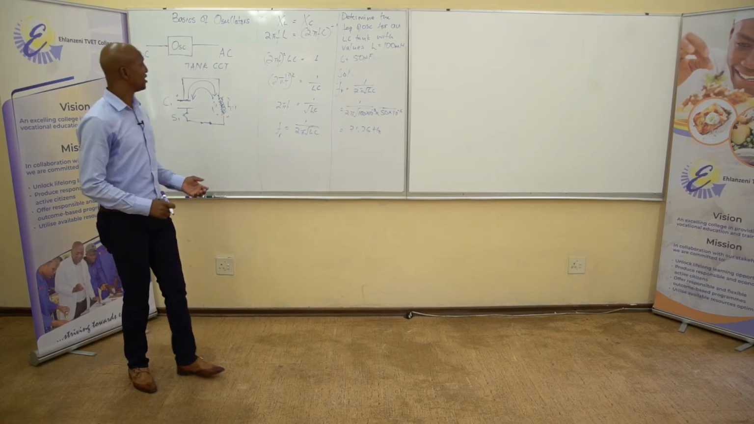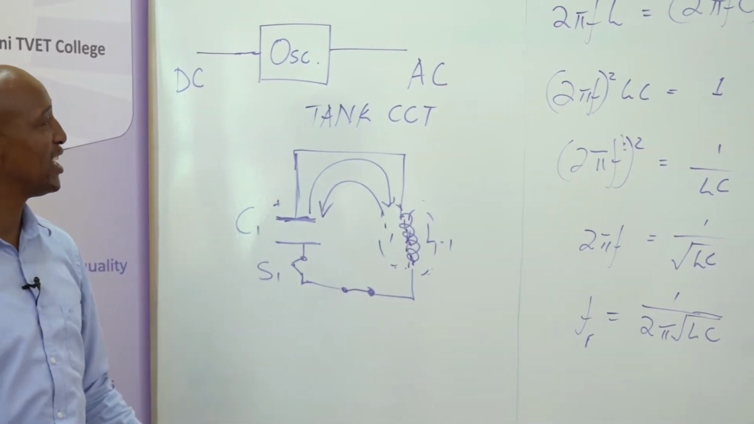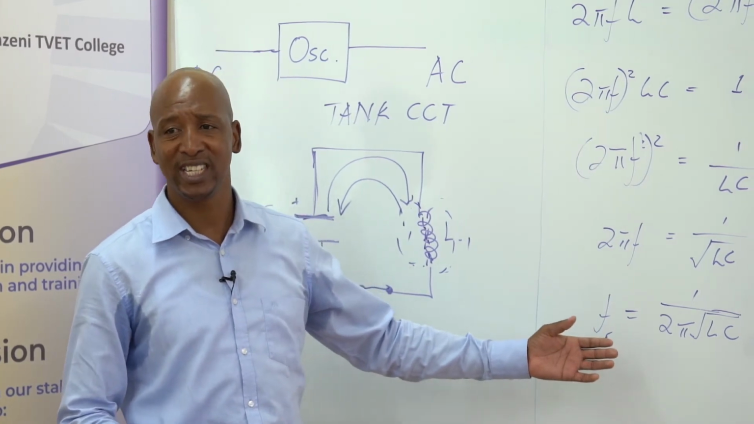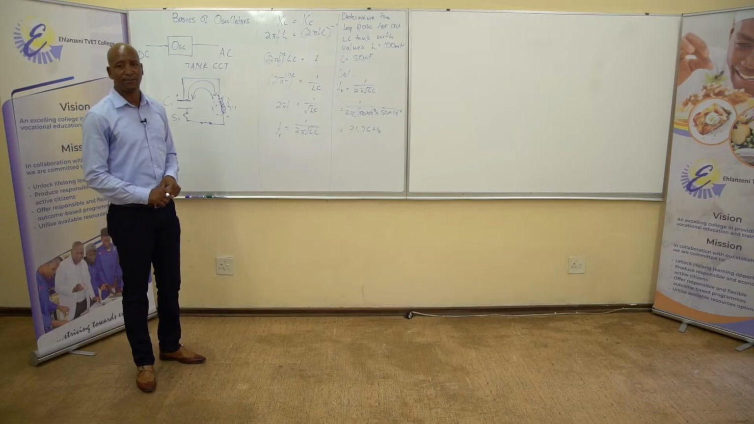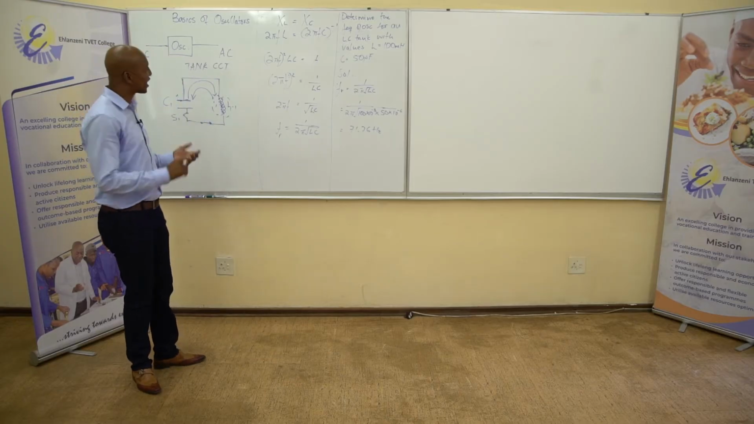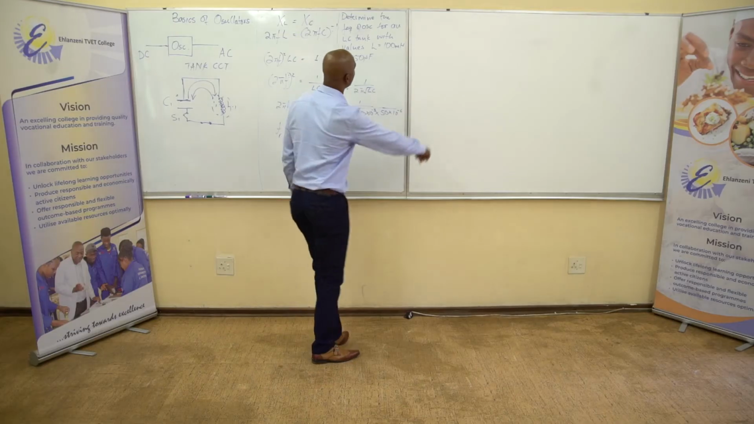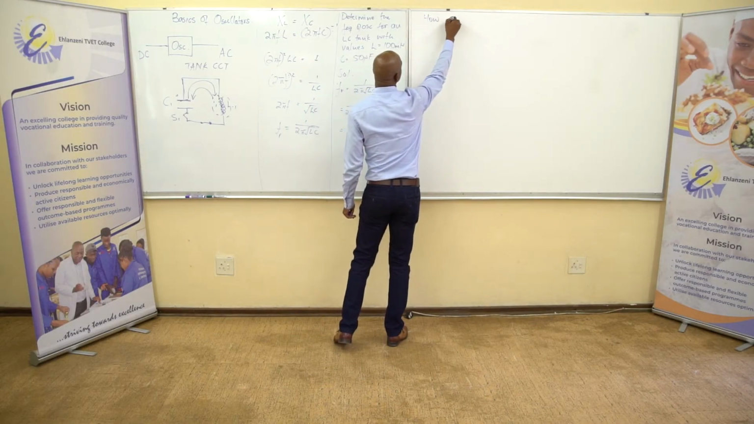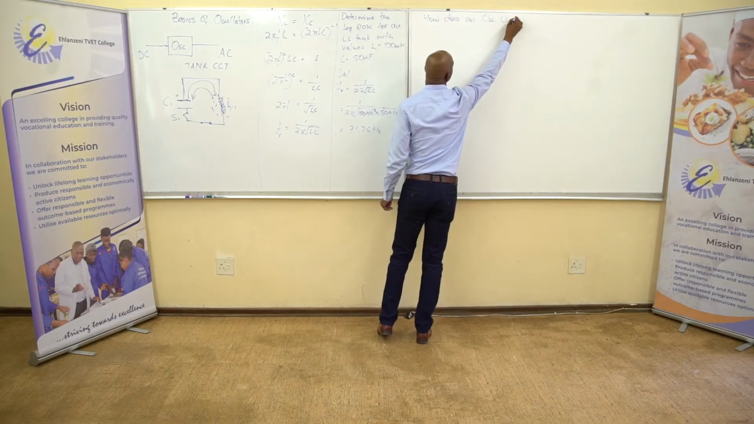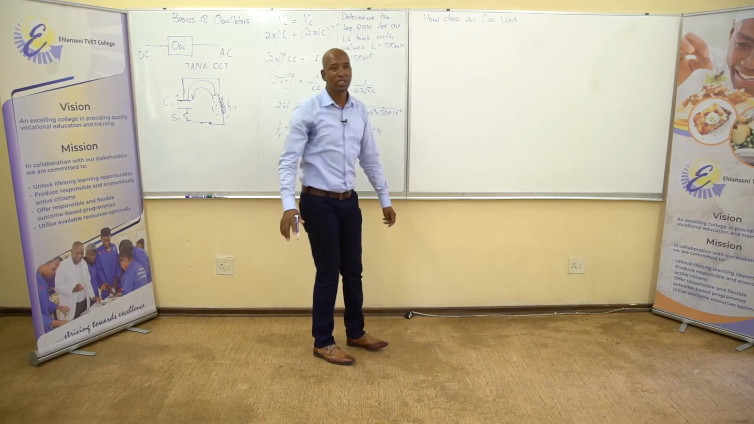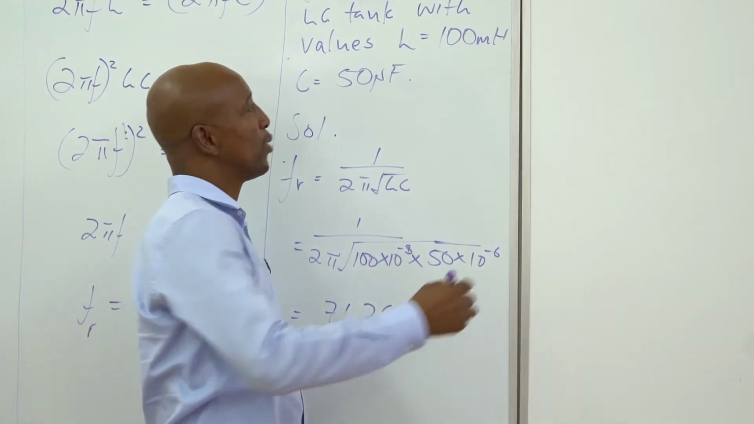So, that being said, now you can tackle how you achieve oscillation, how you calculate the frequency of oscillation of a certain tank circuit. Well and good. How does an oscillator work? Now, let's look at how an oscillator works. I will use a simple block diagram to explain how an oscillator works.